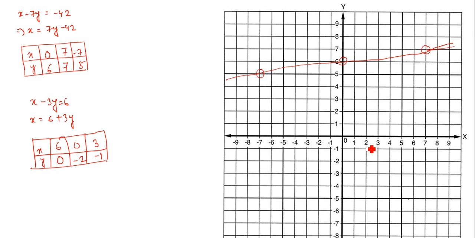So now again we will plot the points. First, y is 0 and x is 6, this point. Next x is 0 and y is minus 2, that is this point, and next is 3 and minus 1, that is this point. Now again we will join these points using straight lines. So this is the graphical representation of the situation.